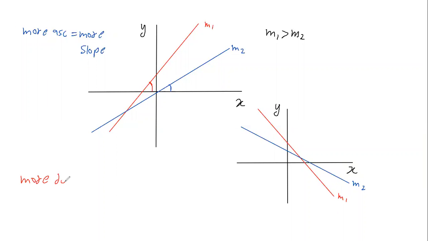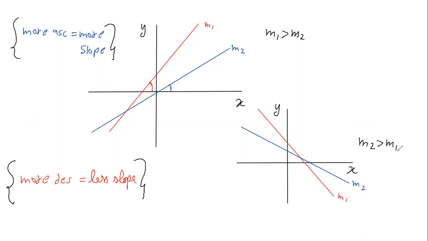So I can say more descending is equal to less slope. Just remember this reference: more ascending is actually equal to more slope. Similarly, do the opposite for descending. More descending, less slope. So which line is more descending? I can clearly see that m1 is more descending, so that will definitely have less slope. And in this case, m2 will actually be greater than m1.